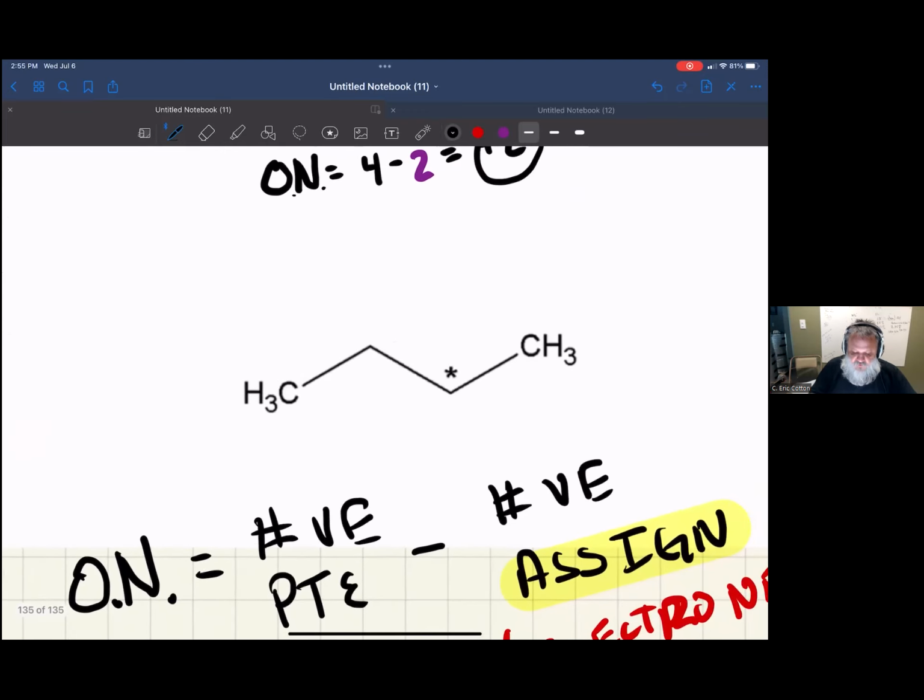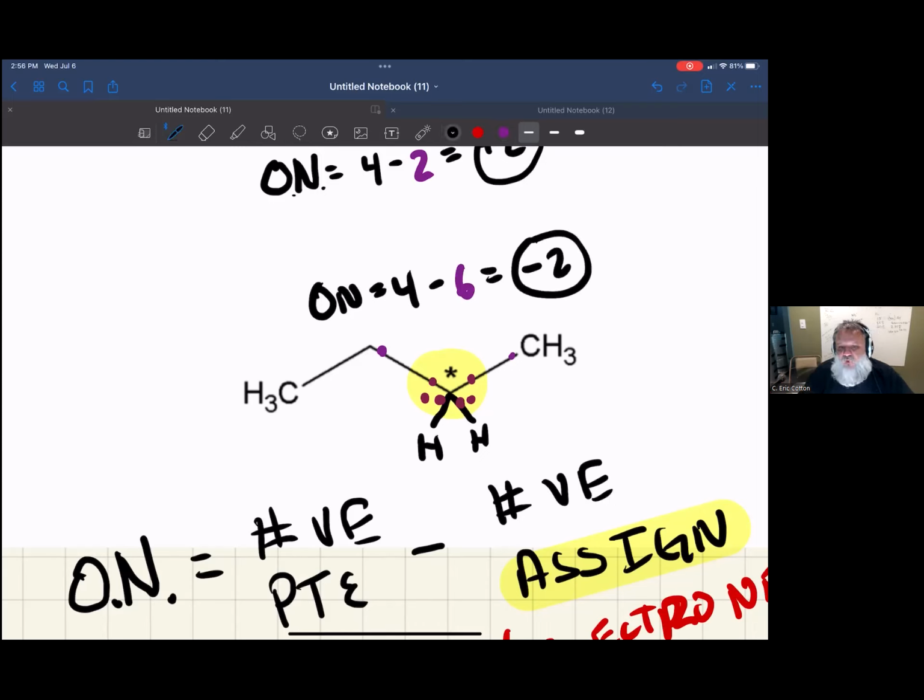All right, so let's take a look at this structure. The only difference is here, remember, I've got 2 bonds to hydrogen. So I need to assign 1, 2 there, 1, 2 there. We'll split the carbon-carbon bonds. And now let's count how many we assigned. It looks like I assigned 1, 2, 3, 4, 5, 6. So the oxidation number is 4 from the periodic table minus the 6 that were assigned. So the oxidation number is minus 2. That carbon is clearly more reduced than the other carbon, so we expect the oxidation number to be more negative.